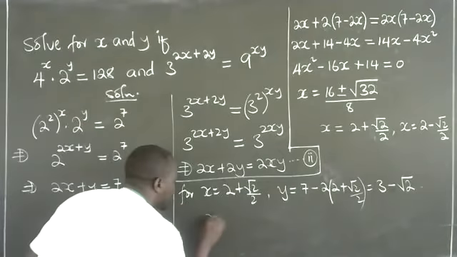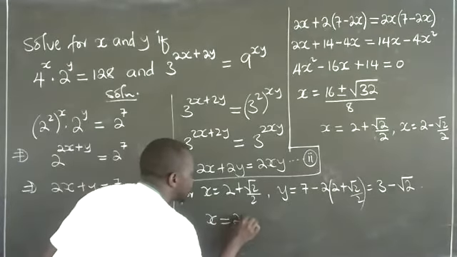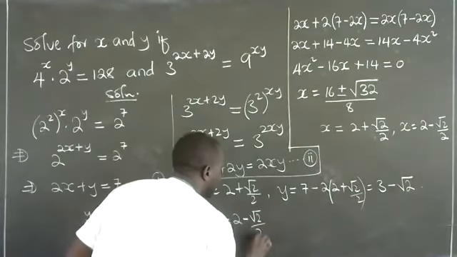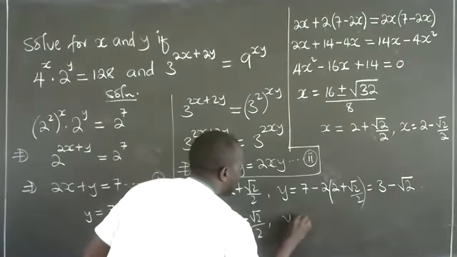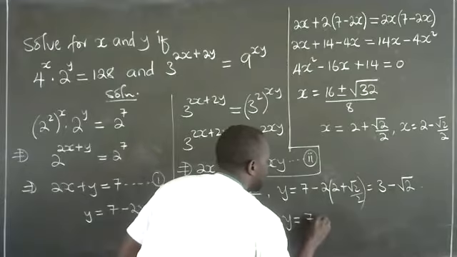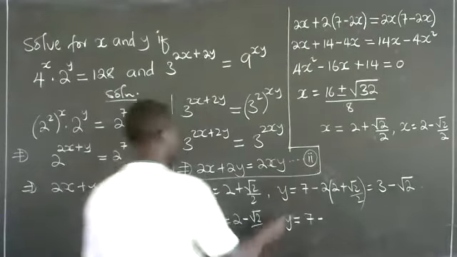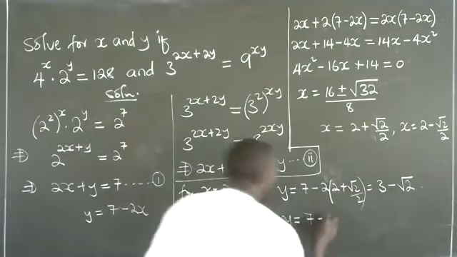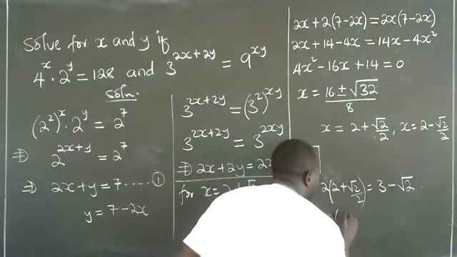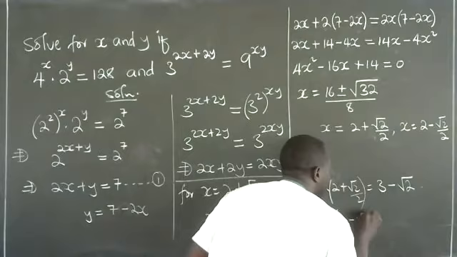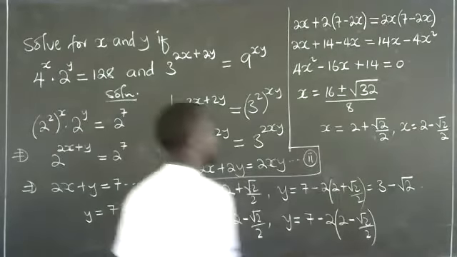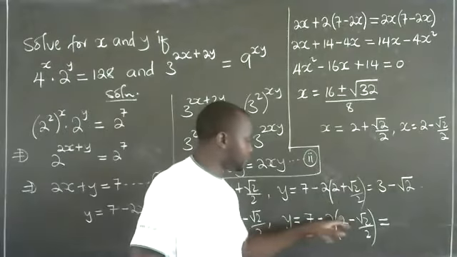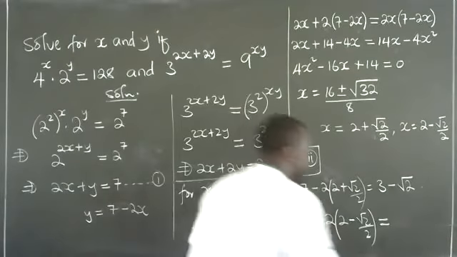And for x being equal to 2 minus root 2 out of 2, the corresponding y will be 7 minus, the 7 minus is this one, minus 2 into bracket 2 minus root 2 out of 2. And when we simplify, then this is 4, so 7 minus 4 is 3.